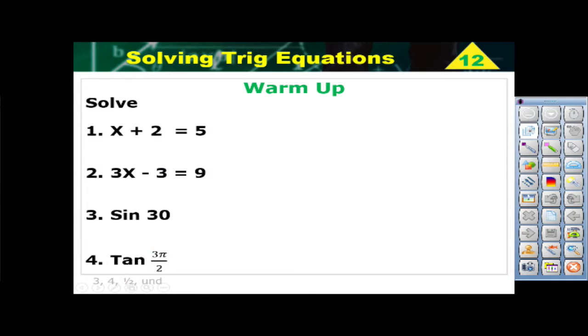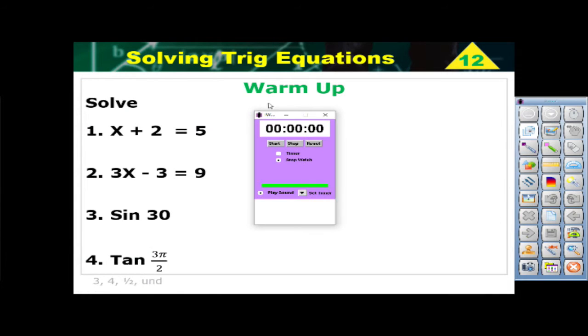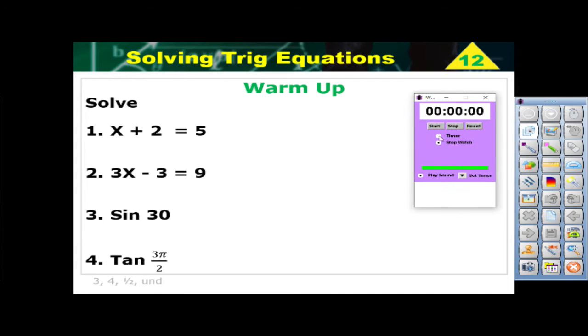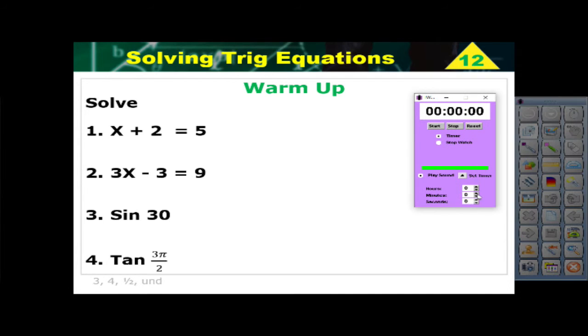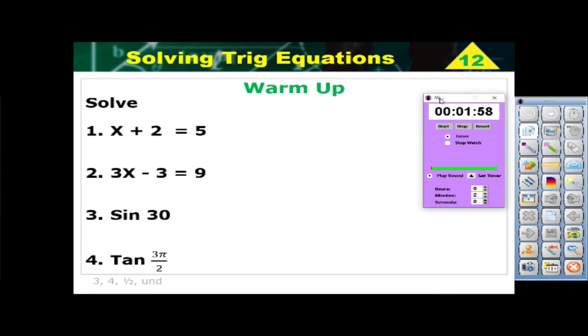First thing is going to be our warm-up, and I'm going to give you about a couple minutes for this warm-up. I'm going to put the timer here. Since we're recording, most likely I'm going to pause it prior to that. 2 minutes, but we're just going to give ourselves 2 minutes here.